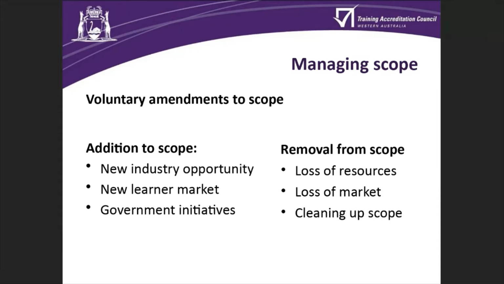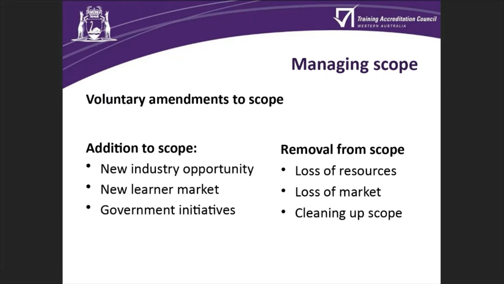When it comes to voluntary amendments to scope, we are talking about circumstances where you recognise that there's a new industry opportunity, a growth industry, or a shift in industry that you could service through an addition to scope.